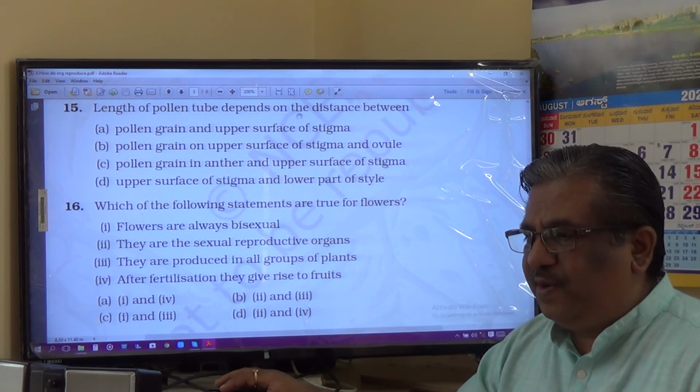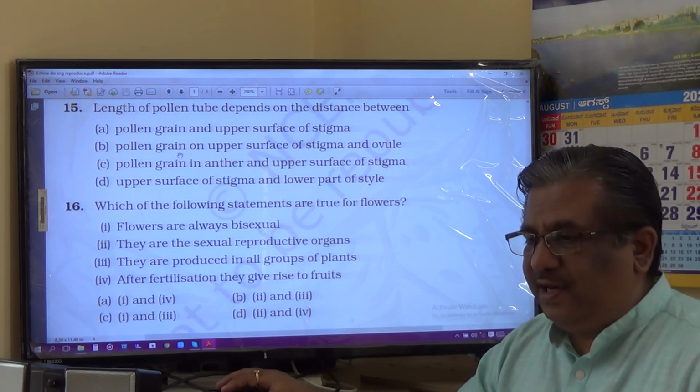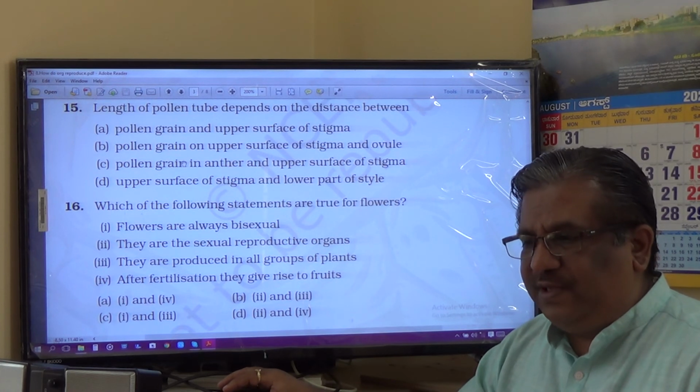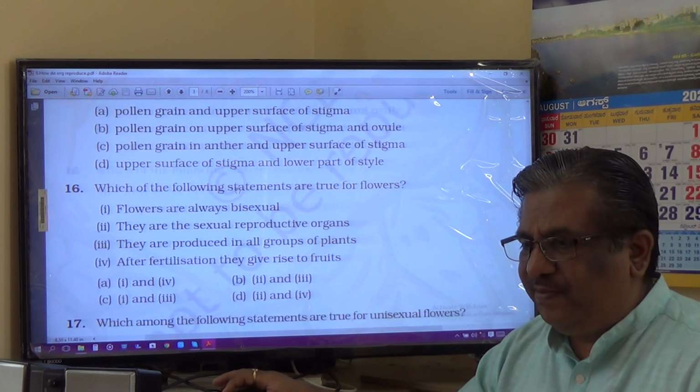Length of pollen tube depends on the distance between pollen grain on the upper surface of stigma and ovule. This is what, isn't it? That's all. B is the answer.